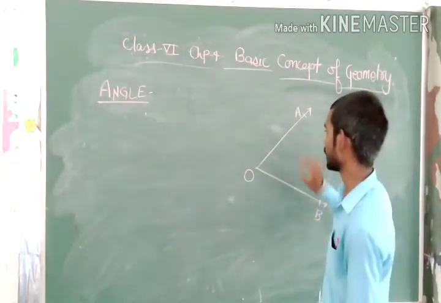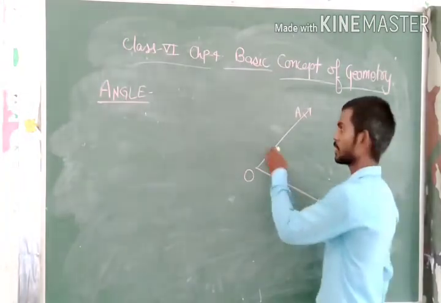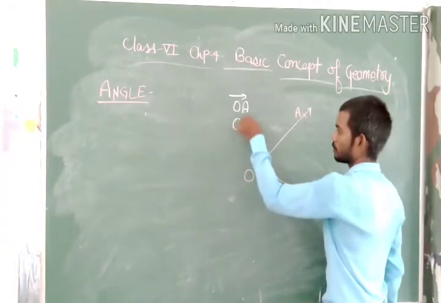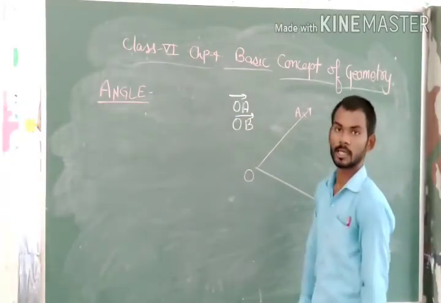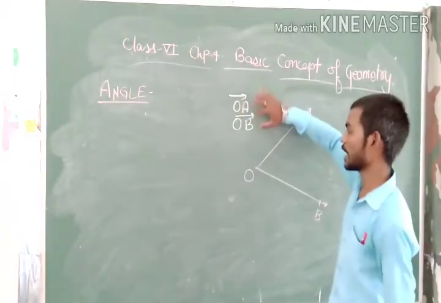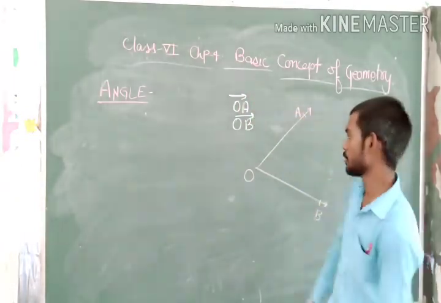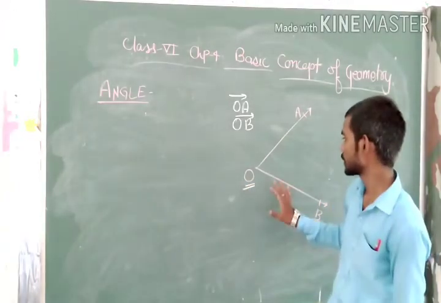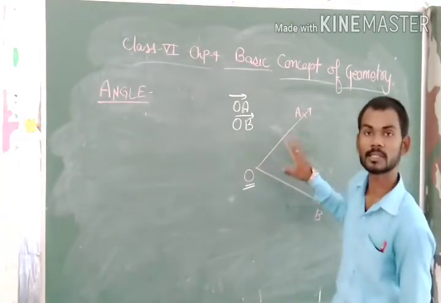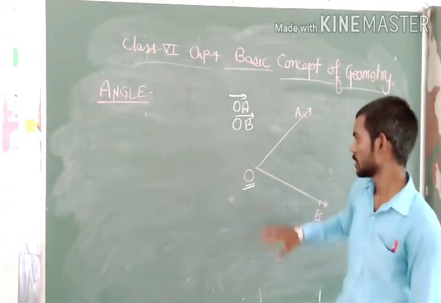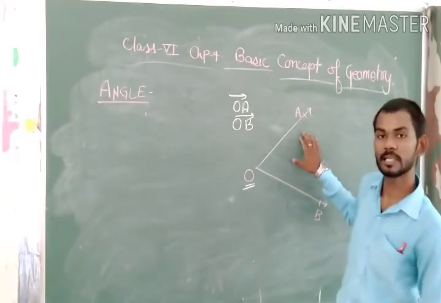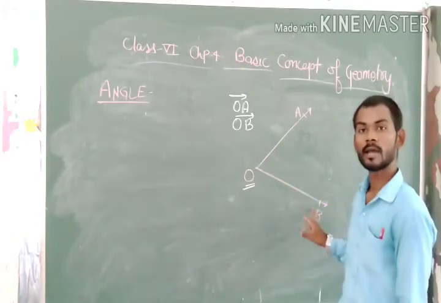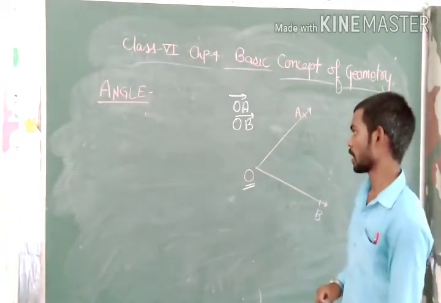Here we can see that there are two rays, OA is the first ray and OB is the second ray, and both rays OA and OB have the same initial point, that is O. So we can say that this figure is an angle because in this figure the two rays OA and OB have the same initial point.